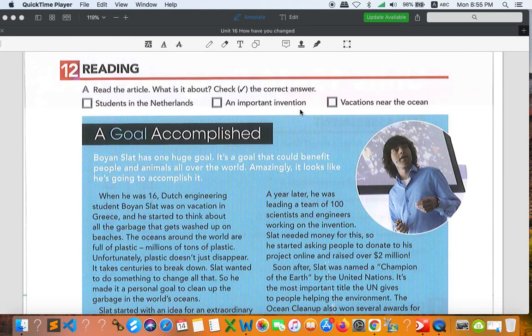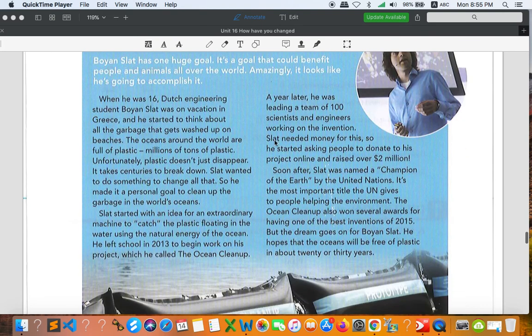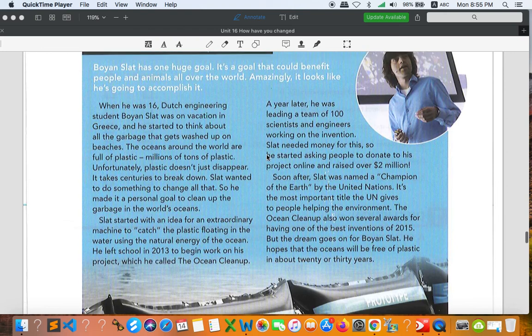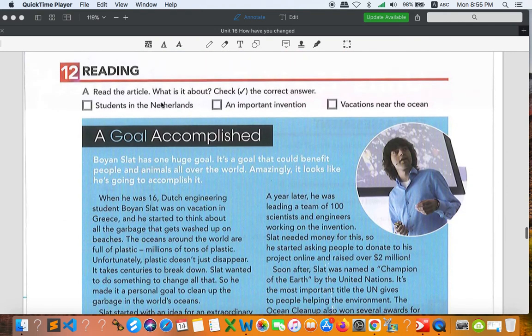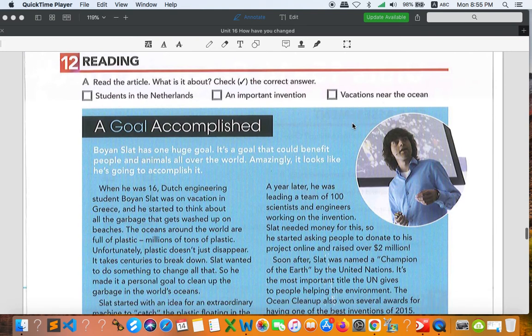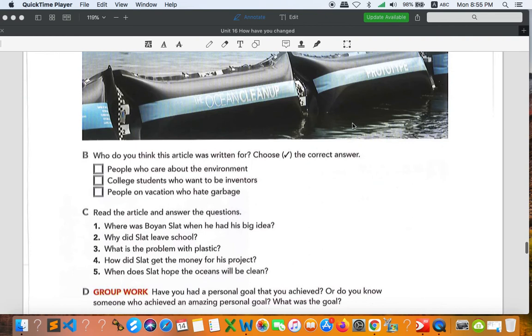An important invention, or vacations near the ocean. So in order to find out the right title, you need to read the text. Once you finish reading the text, you can guess which one is the right answer among these three. And when you finish part A, you can go on to part B.